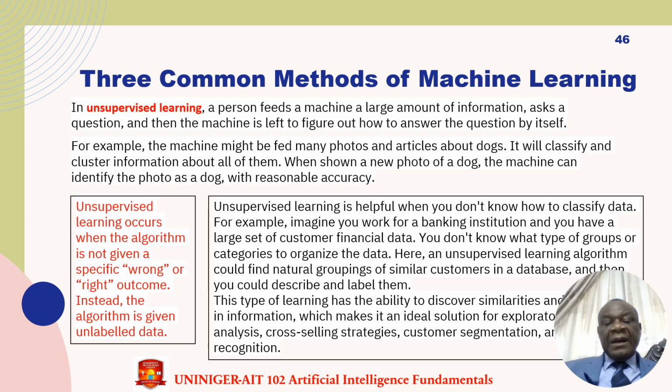In unsupervised learning, a person feeds a machine a large amount of information and asks a question, and then the machine is left to figure out how to group this. For example, a machine might be fed with photos and articles about dogs. It will classify and cluster together all of them. When shown a new photo of a dog, the machine can identify the photo as a dog with reasonable accuracy.